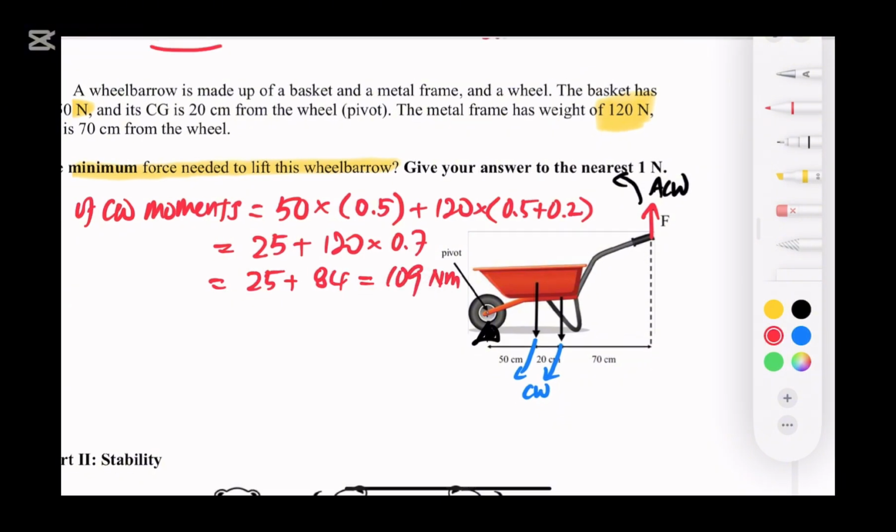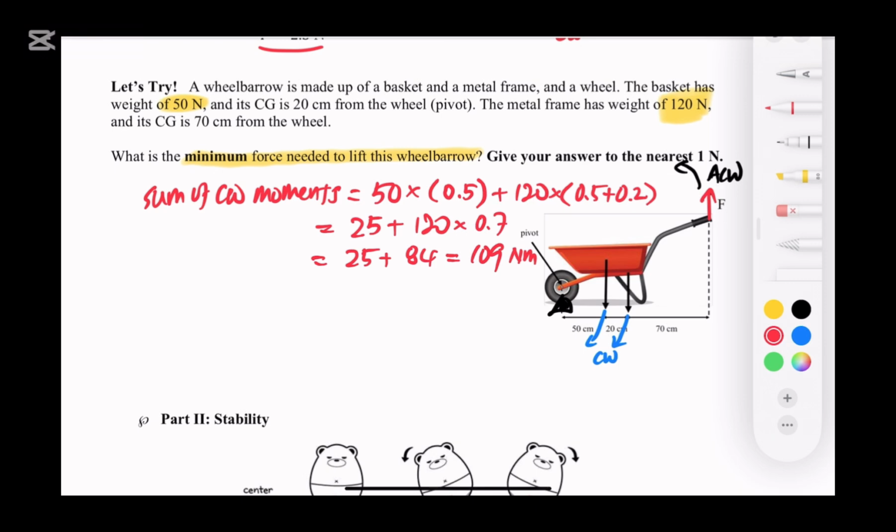So this is the sum of the anti-clockwise moments that I need to overcome with the force, the ACW moment. Okay, so in this case, a better way to represent this is that I know that in order to lift up the wheelbarrow, I'm no longer looking at equilibrium, right? But rather, the ACW moment must be greater than 109 Newton meters, so that the whole wheelbarrow can tilt or rotate in the ACW direction.